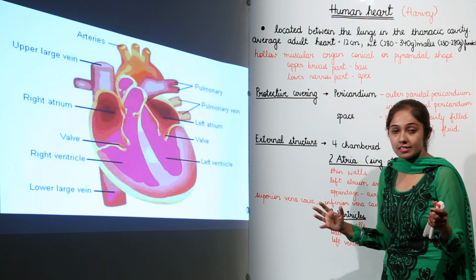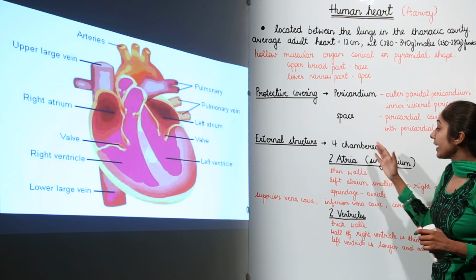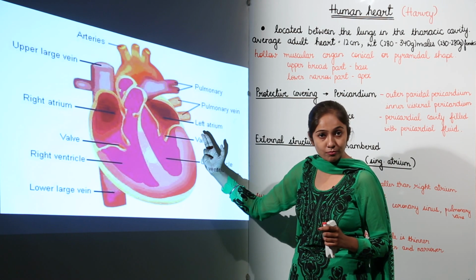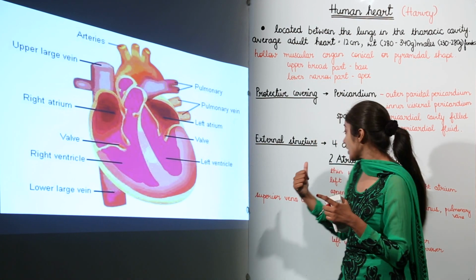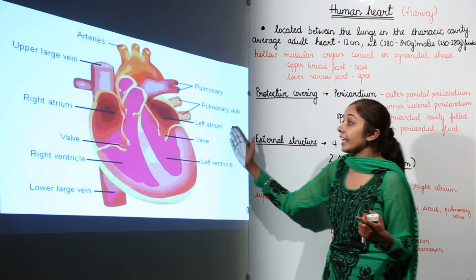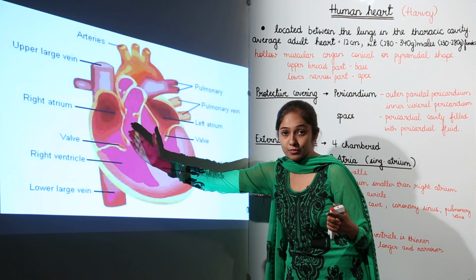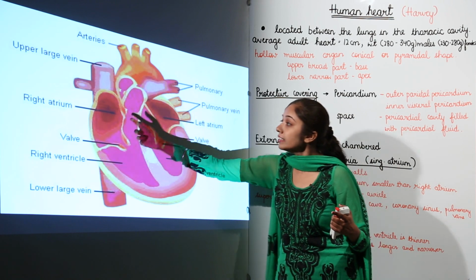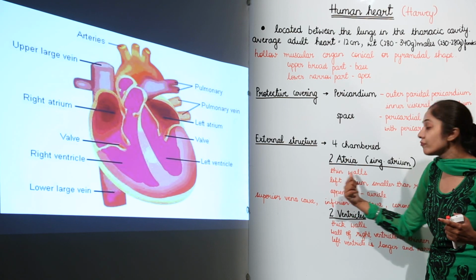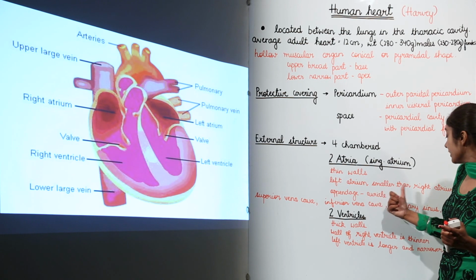Now let's discuss a brief overview of the two atria. The atria have thin walls. You can see we have a left atrium and a right atrium. Remember, when we are talking about just one, we call it atrium. These atria have thin walls, and the left atrium is smaller than the right atrium.